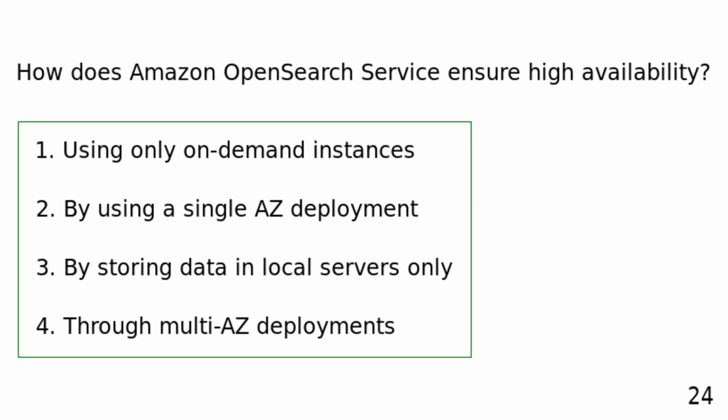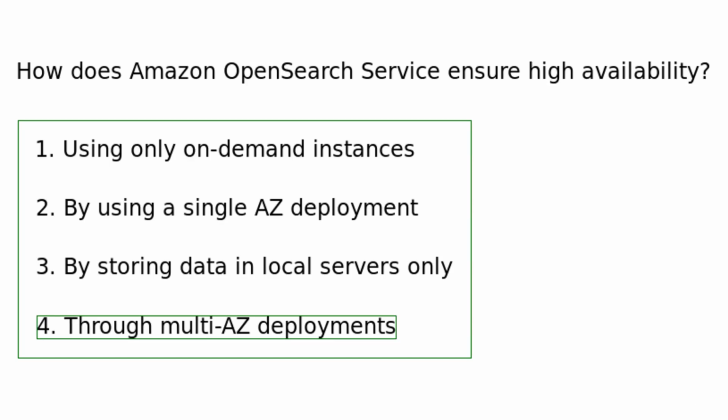How does Amazon OpenSearch Service ensure high availability? Using only on-demand instances. By using a single AZ deployment. By storing data in local servers only. Through multi-AZ deployments. Multi-AZ deployments ensure high availability and data redundancy across different availability zones.